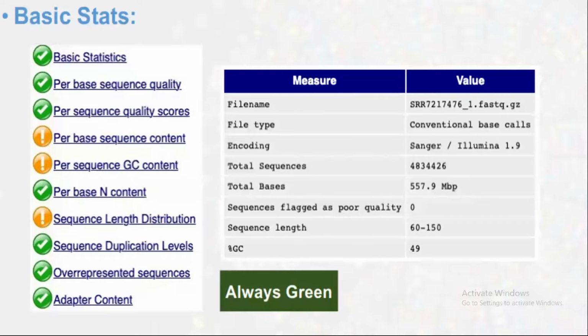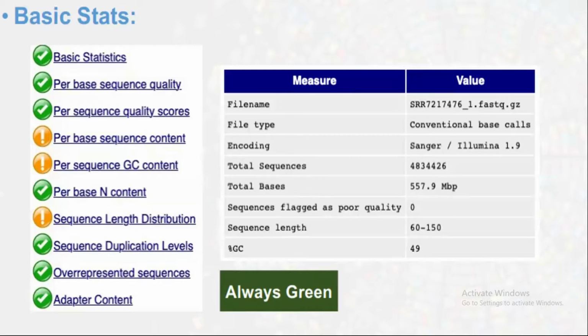The first statistic is the basic statistics, and basically it is always green. It shows you the details of your file. For example, my file name was SRR7217471, and it is the first read of a paired-end read, and it is a fastq.gz. This is my file name, and my file type is conventional base calls, basically a sequencing file, a fastq file. It was generated by Sanger Illumina 1.9, and the total sequences are 4,834,426. So the total reads are the total sequences. The total bases are 557.9 million base pairs.